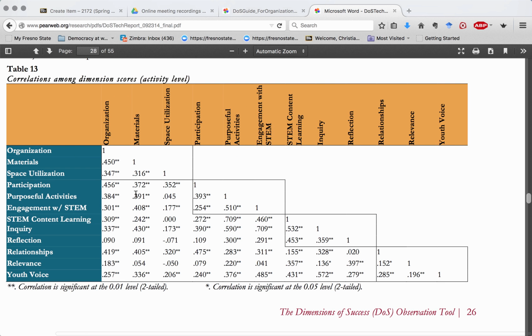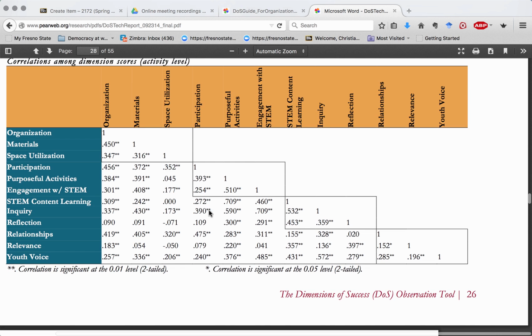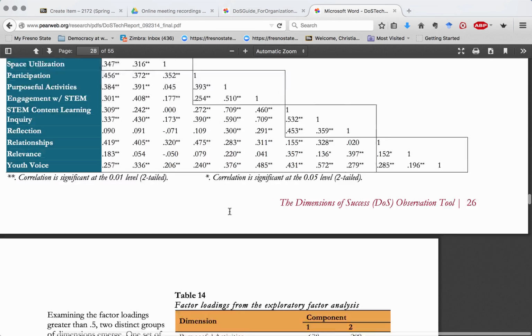Here you see correlation among the dimensions, right? How well do they correlate with each other, right? For example, let's pick out a pretty high correlation here. We have a high correlation between inquiry and engagement with STEM, right? So these two are very highly correlated, whereas purposeful activities is not associated with space utilization. However, it's associated moderately with materials and organization, etc. So this tells you kind of how these dimensions interrelate.